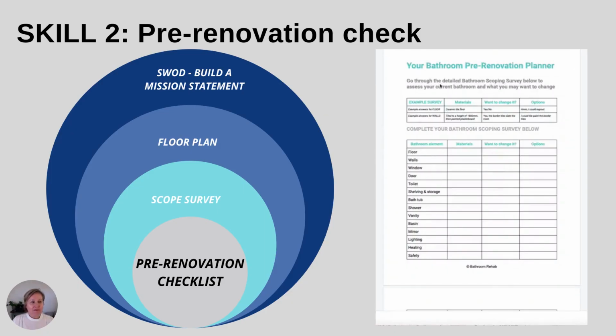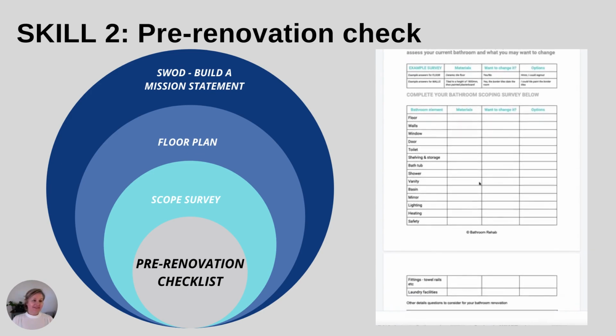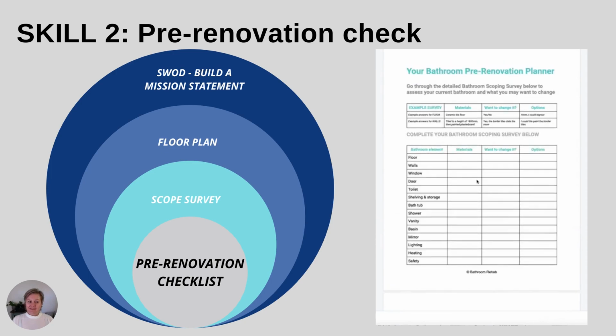So when you get out your pre-renovation planner, you're going to complete a bathroom scoping survey. Now, this looks kind of weird, but will actually really help you formulate what you want from your renovation. So the idea is that you go through your existing bathroom and you go, okay, well, what's on the floor? Mosaic tiles might be your answer, for example. And do you want to change those tiles? Well, maybe if you know your budget's big enough, you might say yes, but actually if you think that you need to contain your budget, you might say, I'd like to.